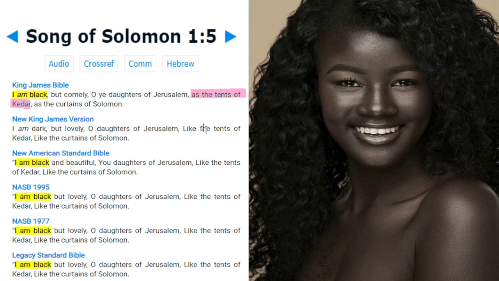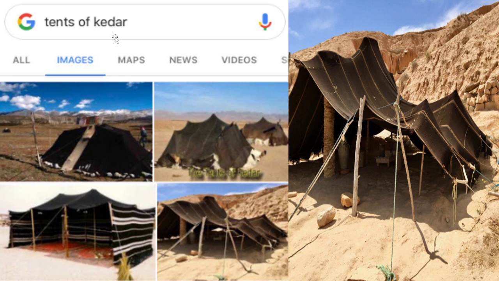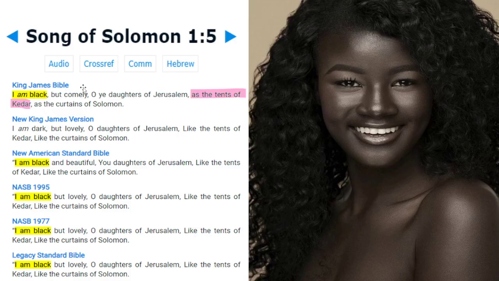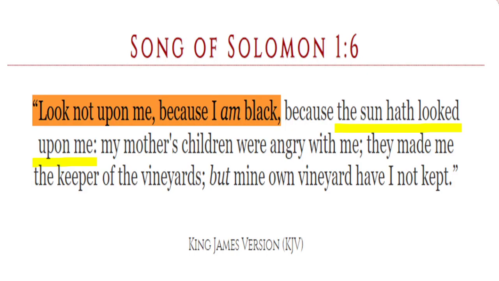And they say, as the tents of Kedar. What did the tents of Kedar look like? These are the tents of Kedar. Very dark brown or very black. Those are the only two options. And that's what they were comparing themselves to in Song of Solomon 1:5. Then it goes even further to say that they were even darkened by the sun.